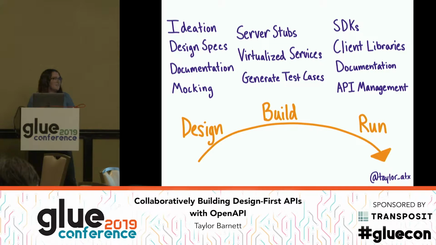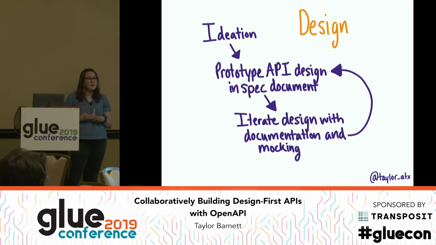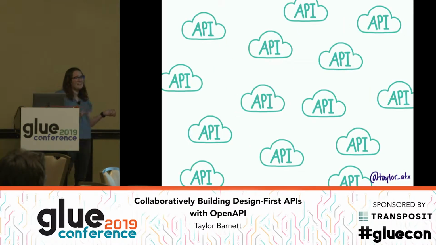Another thing is it's very much like a development contract. If we focus on that design phase before the build, ideation's very much glossing over that, we prototype our API design in the spec document, and then we iterate on it collaboratively, with documentation available to us and instant mock servers available to us with different tooling. And you'd be like, yeah, that seems pretty simple. That's not hard to do.